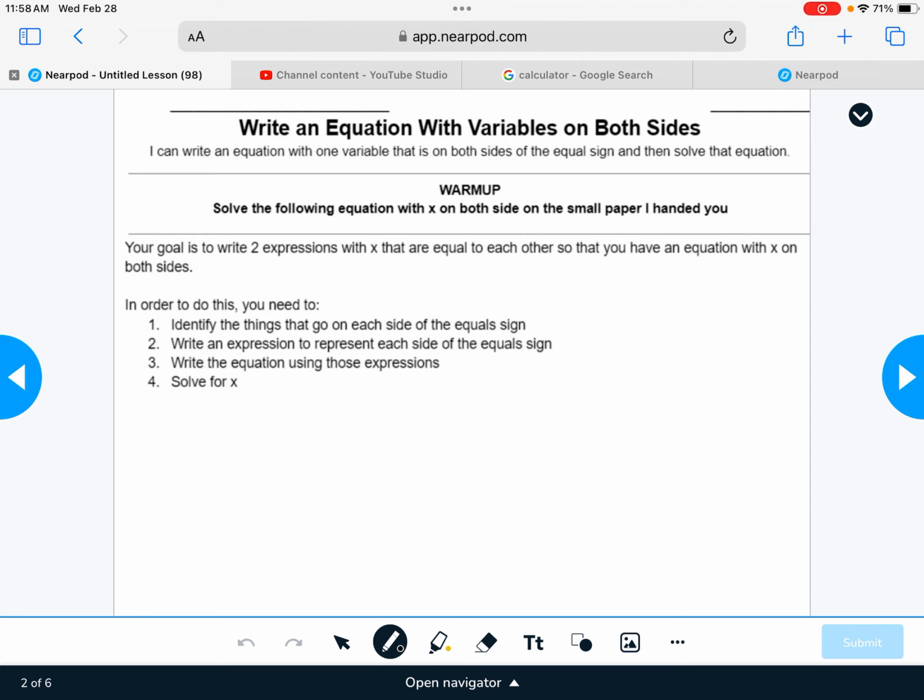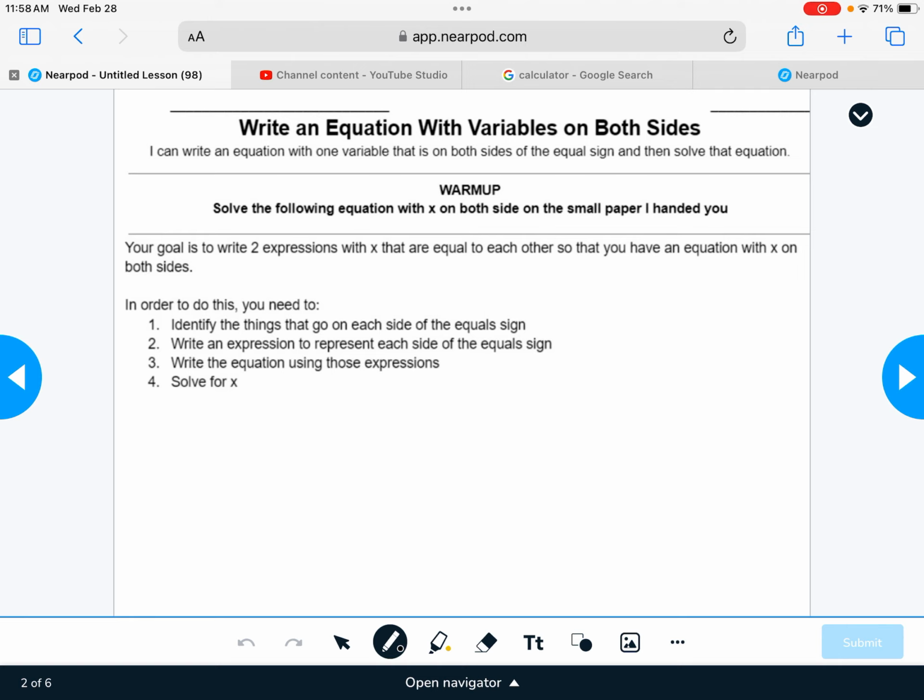So today, what we've been doing so far is we've been solving for x when there's an x on both sides of the equal sign. We're going to continue that process, all right? This time, though, it's changed just a little bit to where we are going to be doing our own equations from a word problem. So step number one is we're going to identify the things that go on each side of the equal sign.